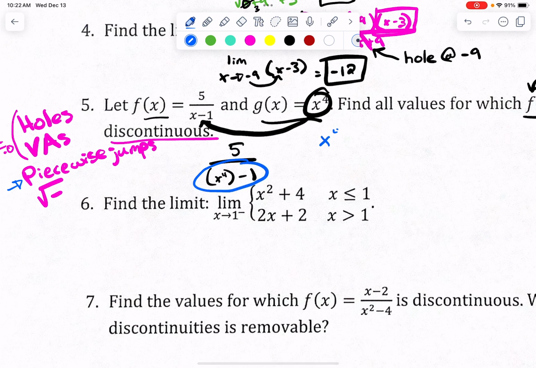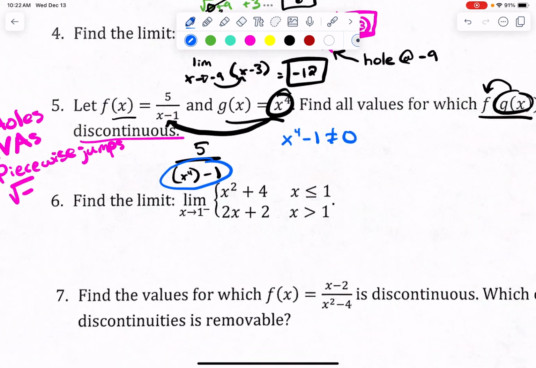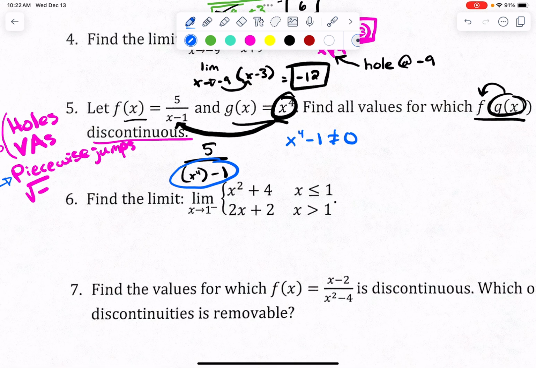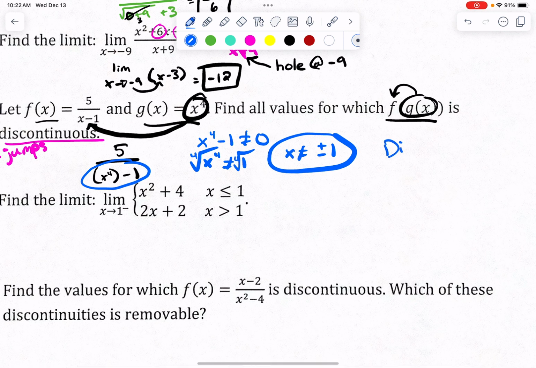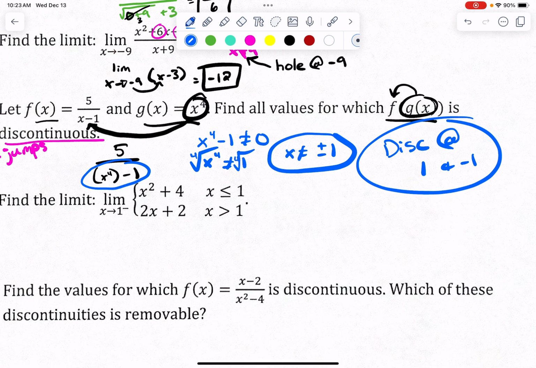We don't want this to be 0. I don't want the bottom part to be 0. So I'm just going to solve for that and tell what x can't be. X to the 4th, if I add the 1 over, can't be 1, and I take the 4th root. The fourth root of 1 says, what do you take times itself 4 times to get 1? That would be positive and negative 1. So the values for which it is discontinuous: it's discontinuous at 1 and negative 1. So maybe I'll write it that way. Discontinuous at 1 and negative 1. Okay, that's where it is failing, okay?